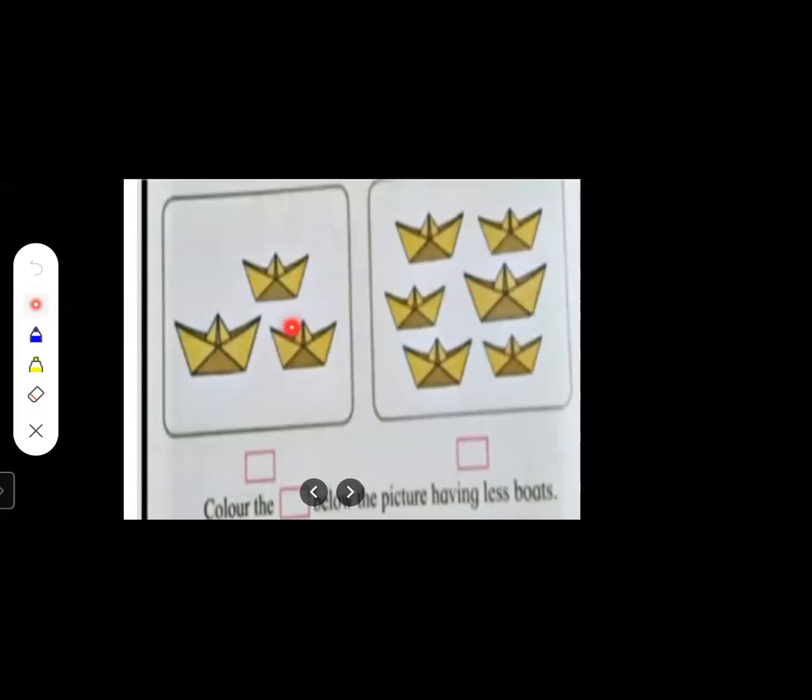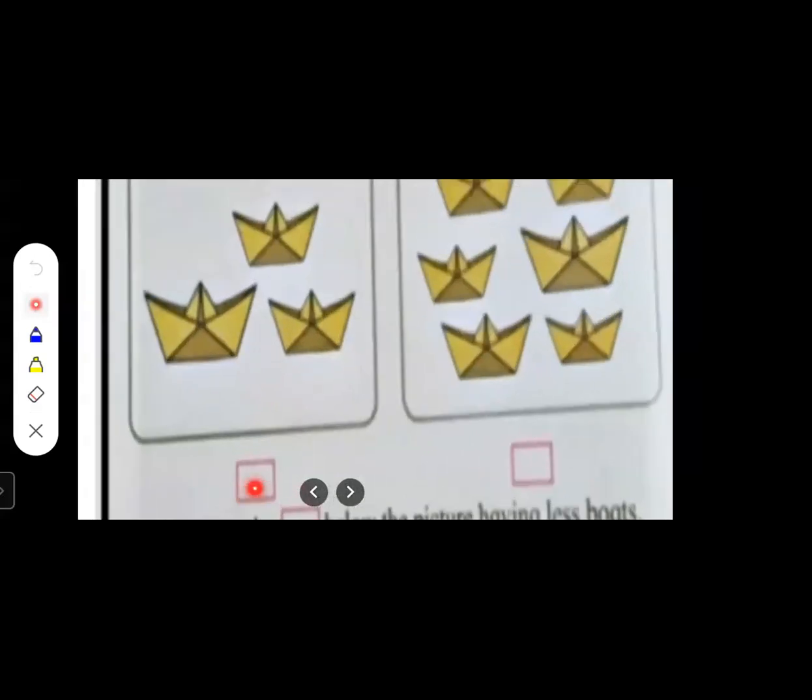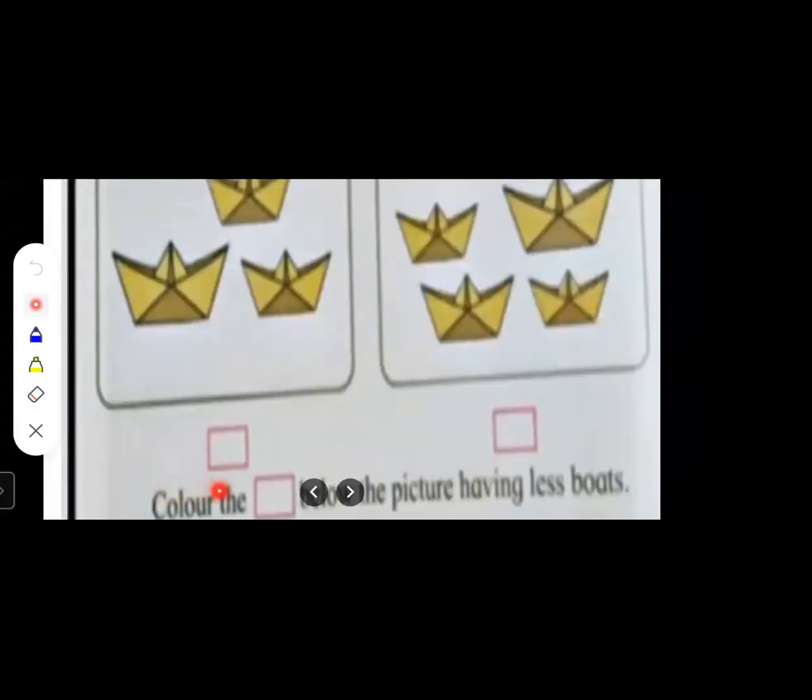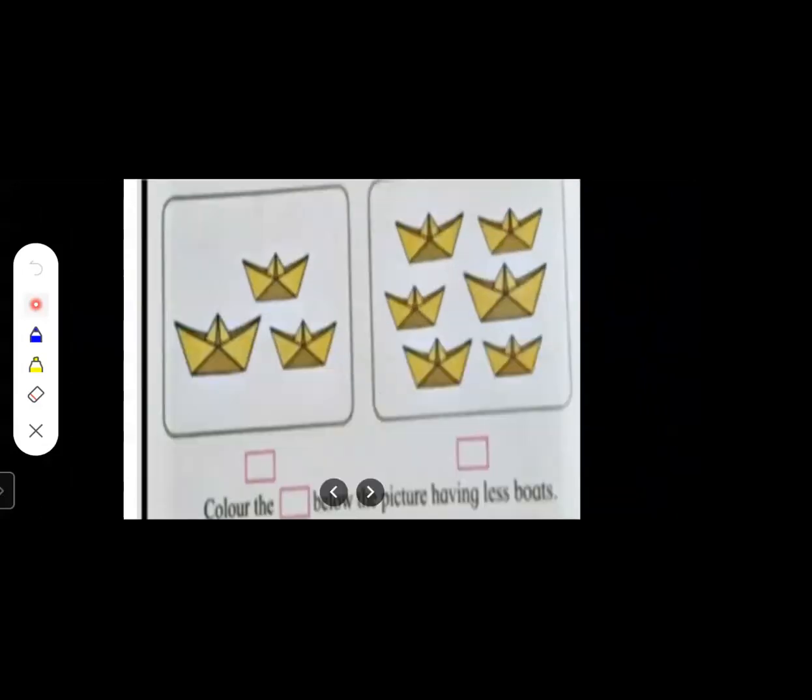What is given in the next one? Boats are there, right? In both boxes you can see boats. So what do we have to do? Color the box below the picture having fewer boats. So here we are going to color the box which has fewer boats. For that we are going to count. So start counting it.